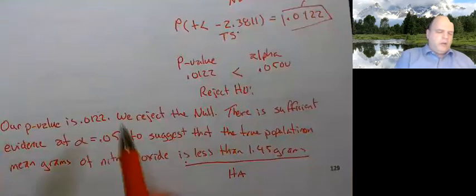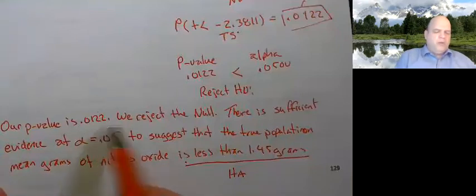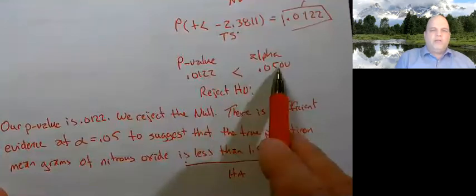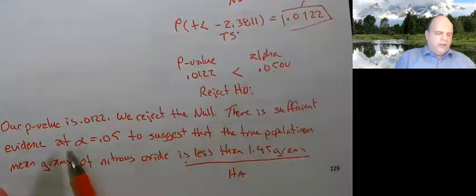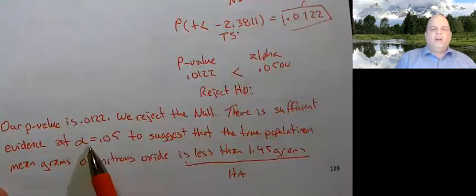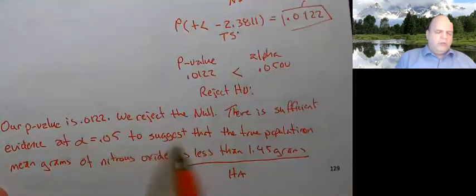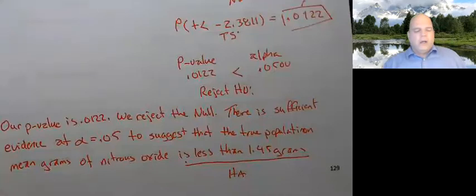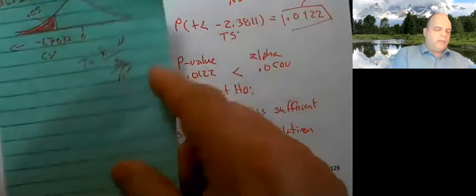So our p-value is 0.0122. Our decision was to reject the null because our p-value was less than alpha. There's enough evidence, and I like to use the word sufficient evidence at what was our alpha, 0.05, to suggest the true population mean grams of nitrous oxide is less than 1.45.